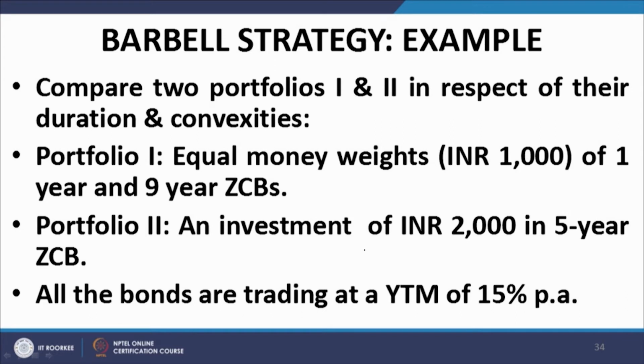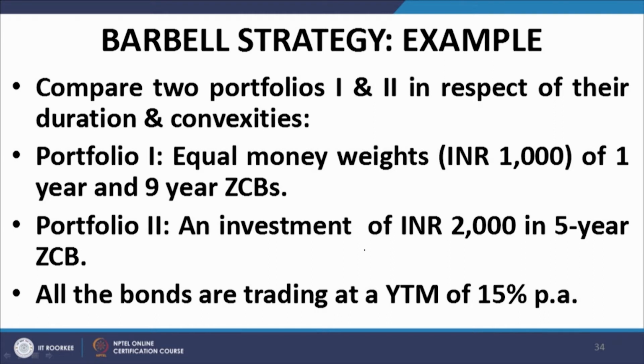Compare two portfolios 1 and 2 in respect of their duration and convexities. Portfolio 1, equal money weights, INR 1000 each of 1 year and 9 year 0 coupon bonds. That is, you invest 1000 at t equal to 0 in bond 1, and the t equal to 0 investment in bond 2, that is of maturity 9 years, is also 1000. Both are 0 coupon bonds. The maturity of the first bond is 1 year, the maturity of the second bond is 9 years. The two together form portfolio 1.